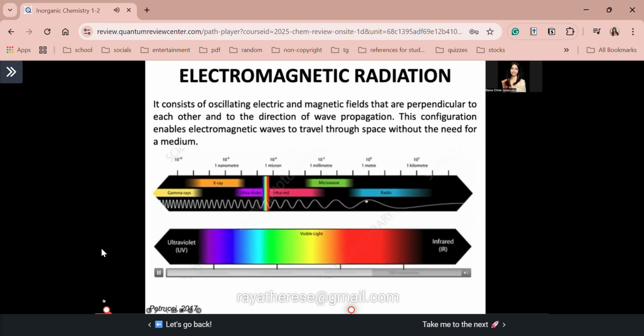Remember, radio waves and microwaves have longer wavelengths and lower frequencies, while X-rays and gamma rays have shorter wavelengths and higher frequencies. Here, in the middle, we see the visible light spectrum, which is just the rainbow, Roy G. Biv. Red has the longest wavelength and lowest frequency, while violet has the shortest wavelength and highest frequency.